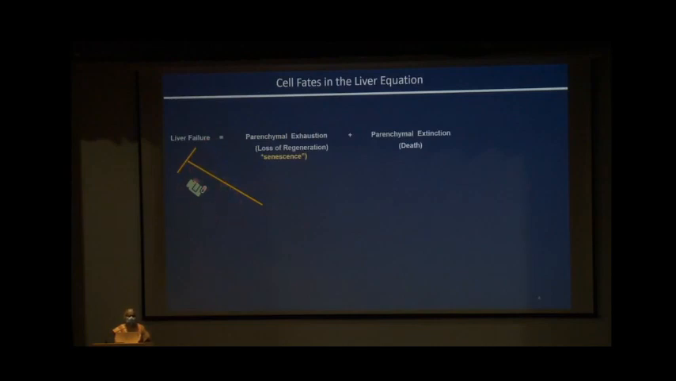So the question is, can you actually rejuvenate this failing liver? You can do that by two tricks: either you rejuvenate a senescent cell, or you prevent the cell death, and there are clinical trials going on with caspase inhibitors.